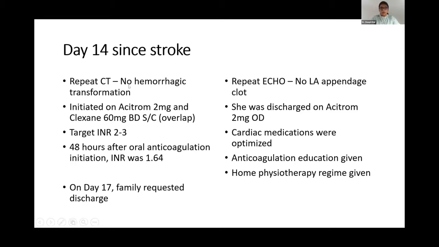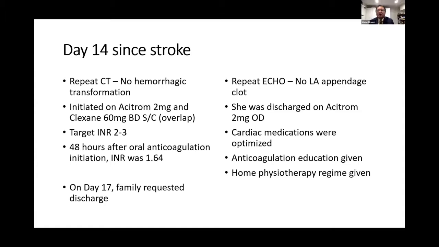The patient was initiated on oral anticoagulant, which is a vitamin K antagonist, acetrom 2 mg, which was overlapped with Clexane 60 mg subcut BD to achieve a target INR of 2 to 3. 48 hours after oral anticoagulation initiation, INR was 1.64. On day 17 since stroke, the family requested discharge. Repeat echo done on the same day did not show any LA appendage clot, and she was discharged on acetrom 2 mg OD. The cardiac medications were optimized, anticoagulation education and home physiotherapy regimen were given.